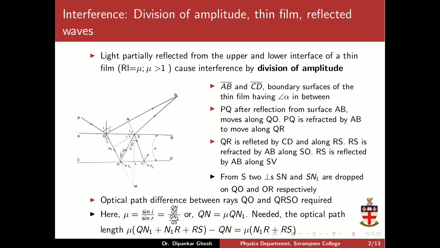Now, so what can we write? We can write QN is equal to mu QN1. Now, if I replace QN by this relation in the path difference expression, we get the path difference is equal to, you see the first term mu QN1 cancels out with QN, that is the last term, and we are left with mu into N1R plus RS, that is the product of mu and the sum of N1R and RS.